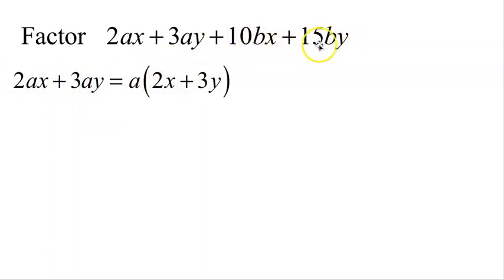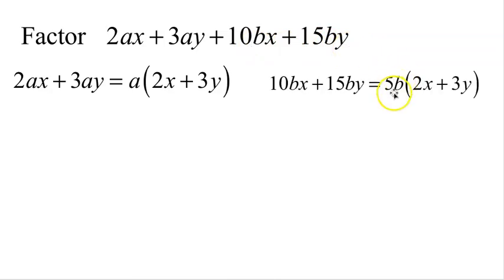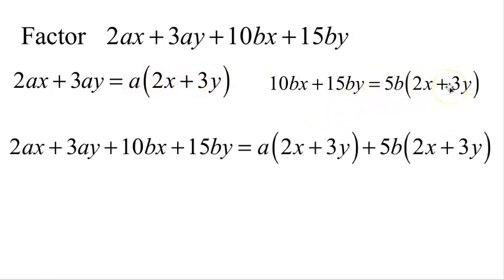Now I'm going to look at 10bx plus 15by. What's common to both of those? A 5 and a b. When I extract 5b, 10bx divided by 5b is 2x. 15by divided by 5b is 3y. So I have 10bx plus 15by is 5b times 2x plus 3y. Now we're adding these two together: a times this parentheses plus 5b times this parentheses.